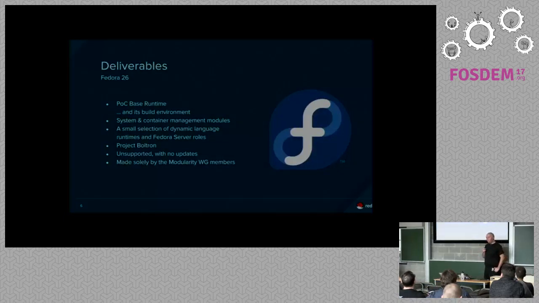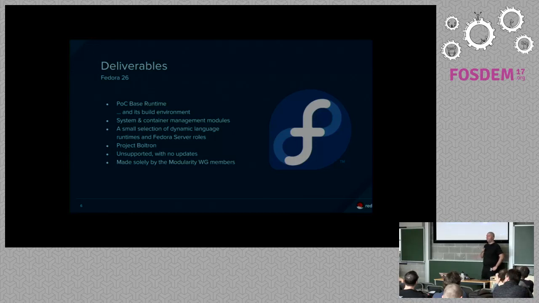So what we plan to deliver in Fedora 26: the proof of concept base runtime module with the first version of the API. Hopefully, all the packages in the API will also ship with the devel sub-packages so people can actually use our API. That's not as easy as it sounds because the devel sub-packages often require stuff like Perl, and we don't want Perl in base runtime, of course. We will also ship the build environment module, although unsupported.